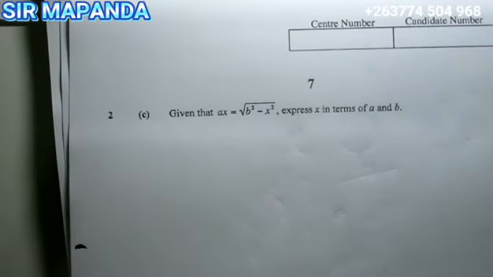Given that AX is equal to the square root of b squared minus x squared, express x in terms of a and b.